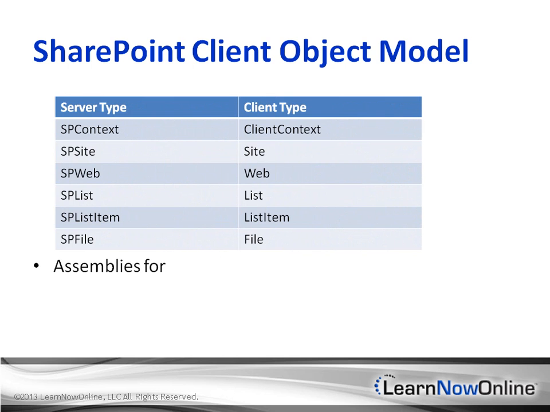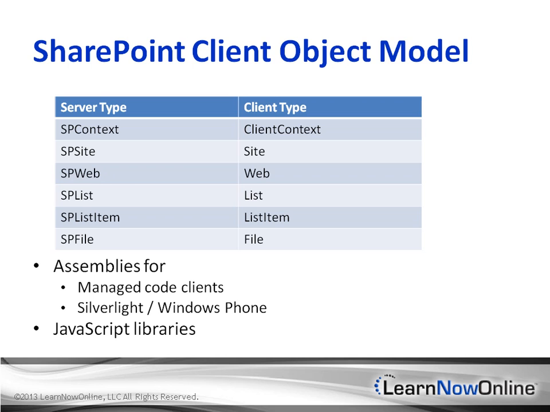And this comes in more than 3 versions, but there are managed code clients, and then there are the Silverlight and Windows Phone clients, and then the JavaScript libraries. So managed code, when I say that, I'm talking .NET 4.0, 4.5, and then there's the .NET code specifically targeted for Silverlight and also for Windows Phone, and then the JavaScript libraries that also abstract away calling the web services.